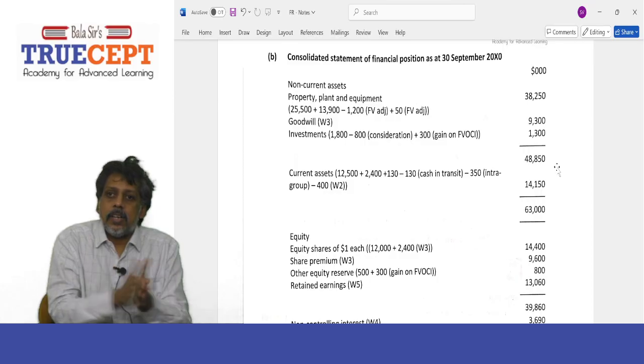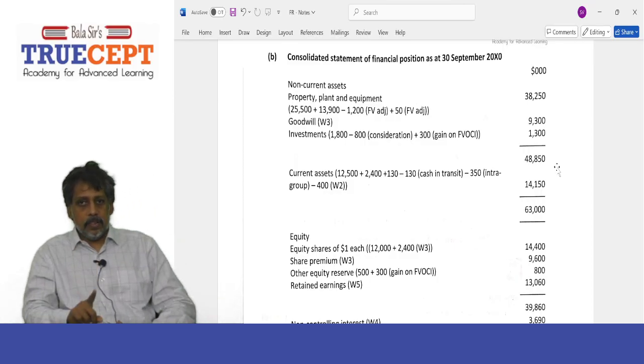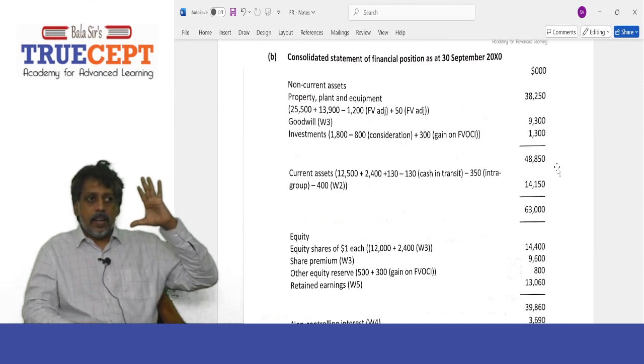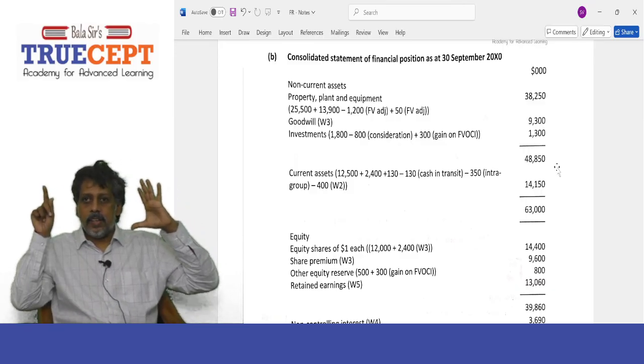Please add it to current assets. That's why they added 130. Got it? Yes. Now check this, okay? I repeat this point. I had a 480 payable. You also had a 480 receivable.